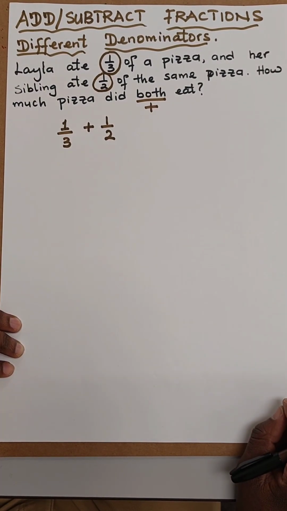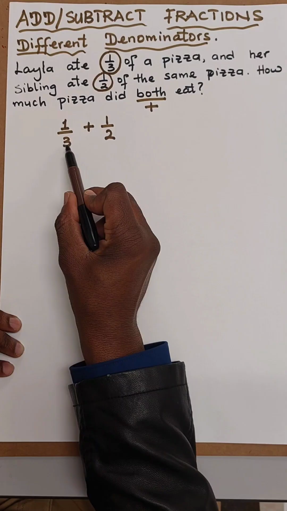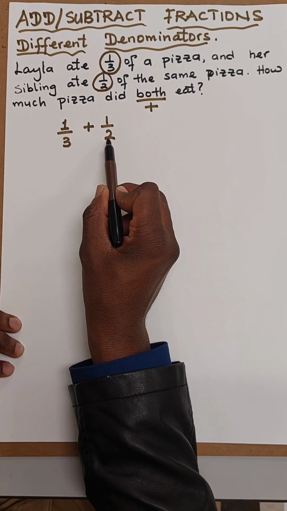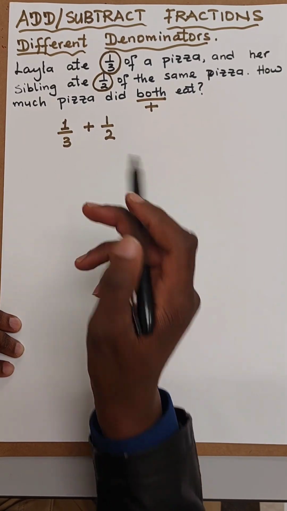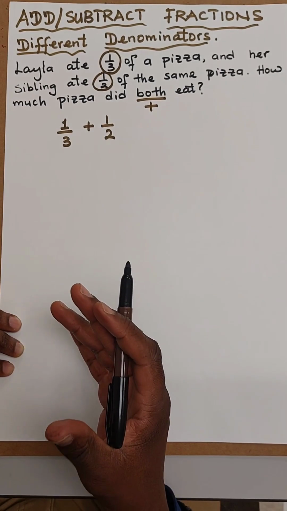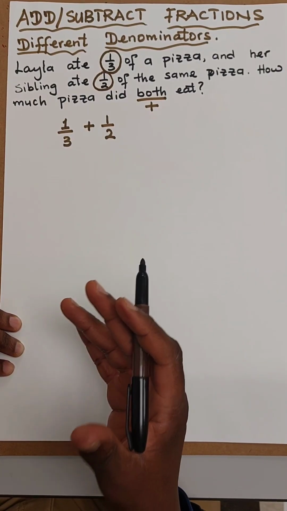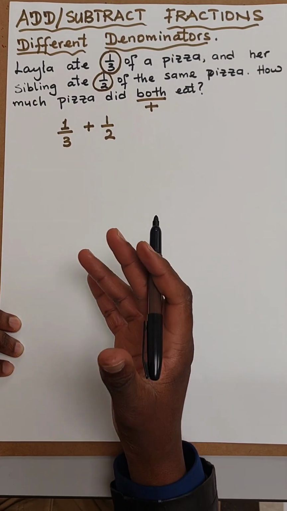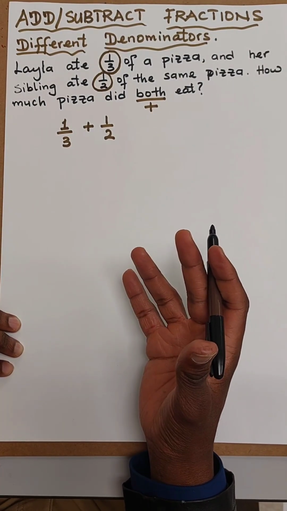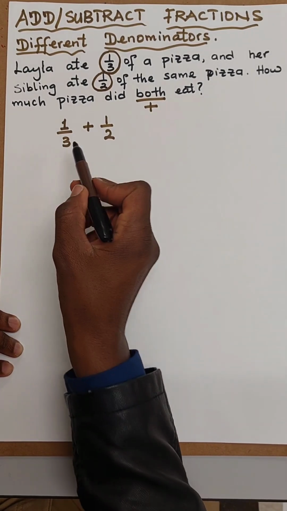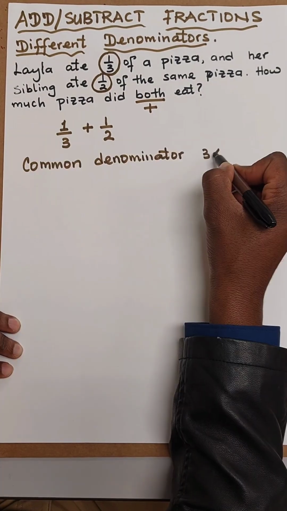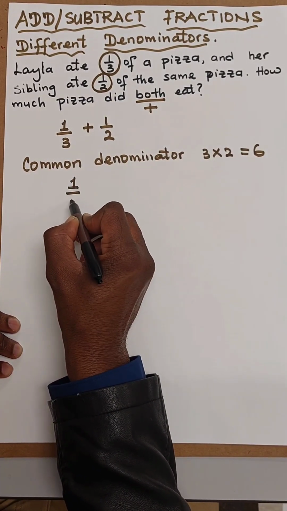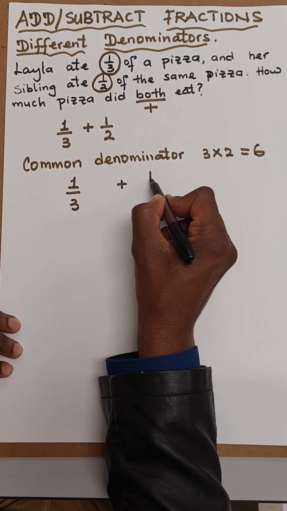Now, this is a problem about adding fractions. Look at the denominators. The denominator of the first fraction is 3 and the denominator of the second fraction is 2. We cannot add these fractions unless we have a common denominator. We must have a common denominator. The common denominator tells us how much pizza each of them ate based on a common number of slices of pizza. To find that common number of slices, we multiply the denominators, 3 times 2, which is 6. So our fractions are 1/3 plus 1/2.